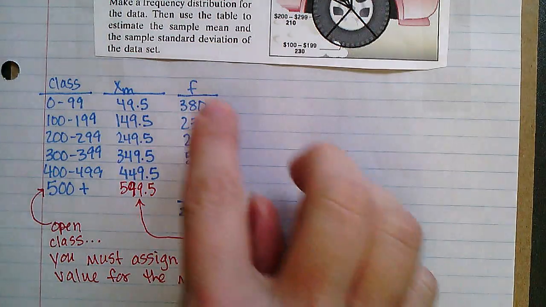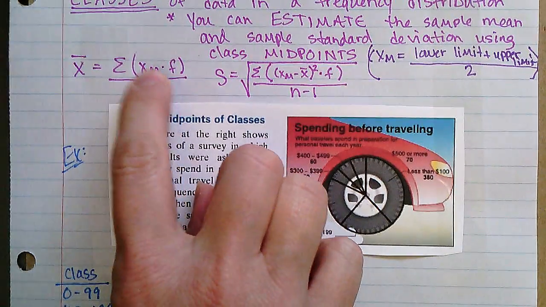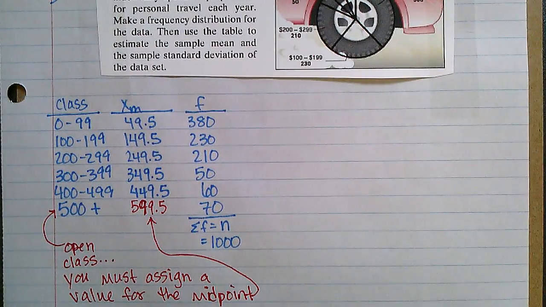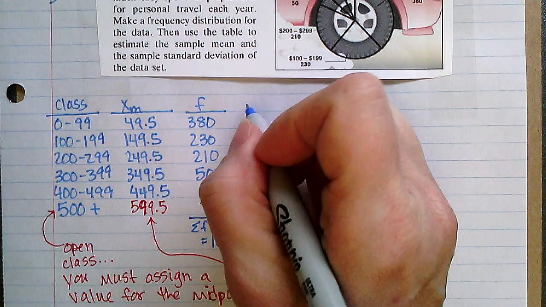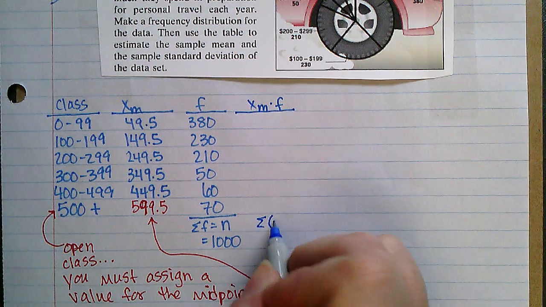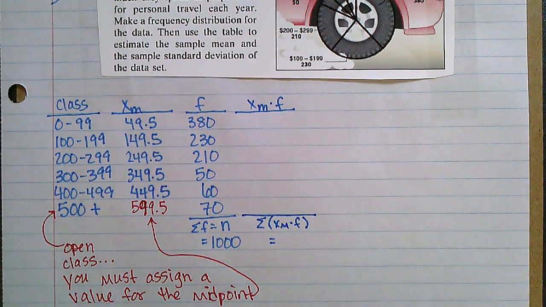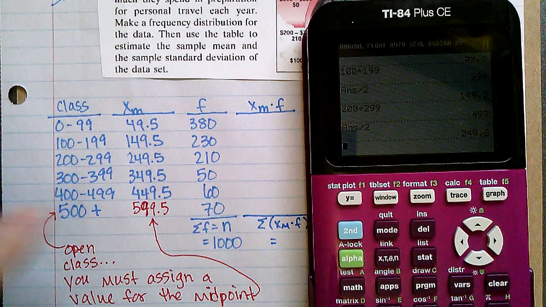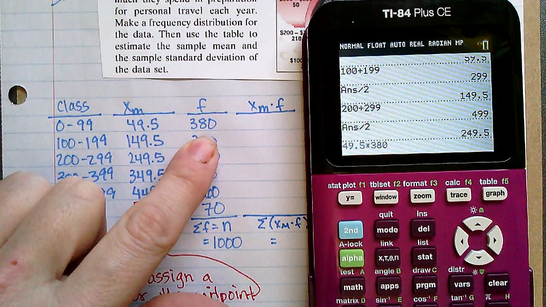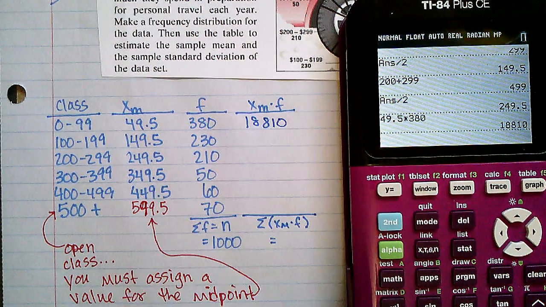So then we have our midpoints and our frequencies. In our formula to find the mean, we need to do the midpoint times the frequency and then add that column up. So I'm going to make a column for x sub m times f, and then add that up. I'm going to do 49.5 times 380. That's a big number. And I'll just keep going.